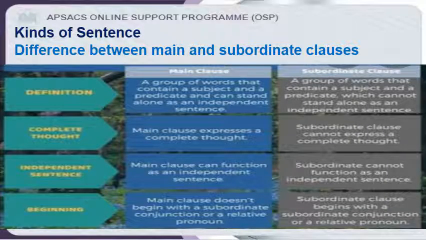Now look at the difference between main and subordinate clause again. Main clause: a group of words that contains a subject and a predicate and can stand alone as an independent sentence. Subordinate clause: a group of words that contains a subject and a predicate which cannot stand alone as an independent sentence. Main clause expresses a complete thought. Subordinate clause cannot express a complete thought. Main clause can function as an independent sentence. Subordinate clause cannot function as an independent sentence. Main clause doesn't begin with a subordinating conjunction or a relative pronoun, while subordinate clause begins with a subordinating conjunction or a relative pronoun.